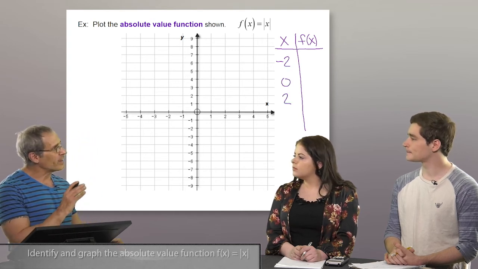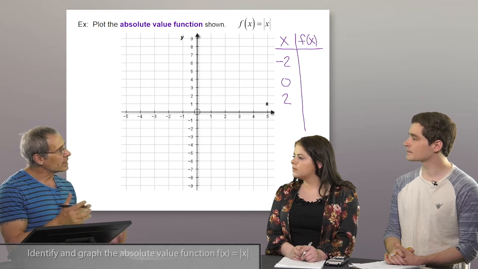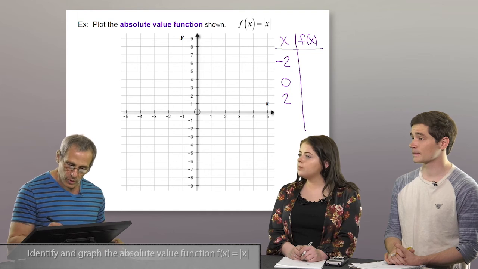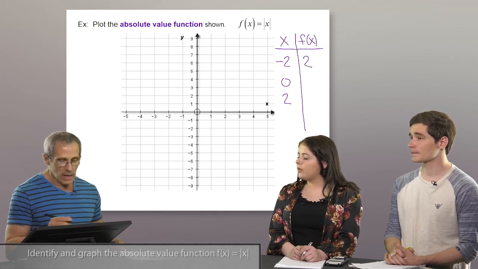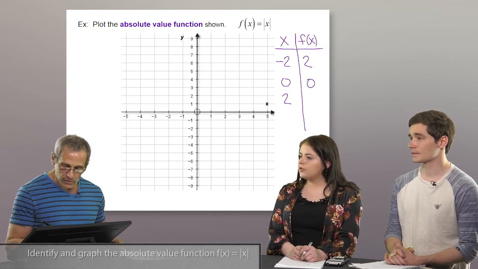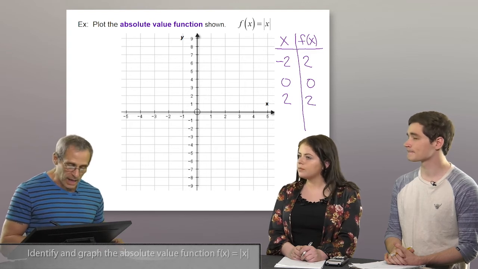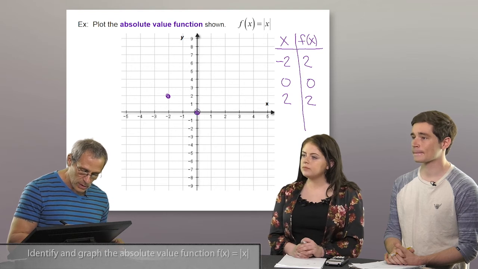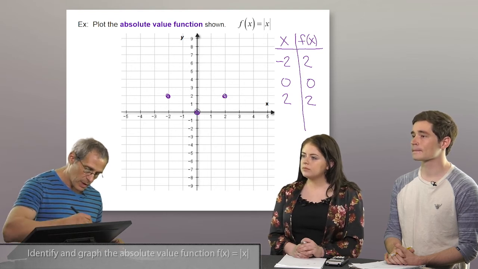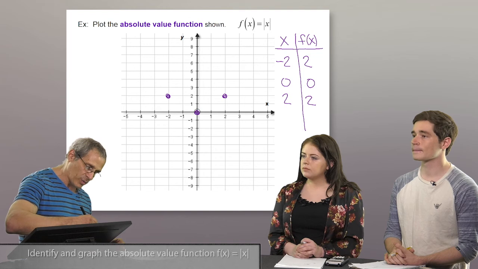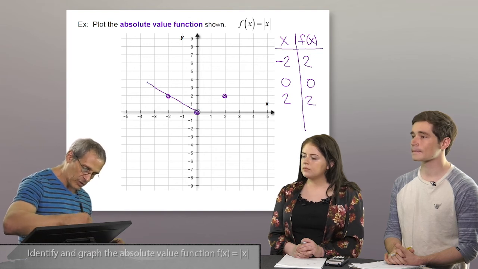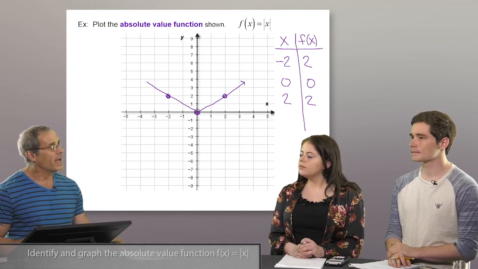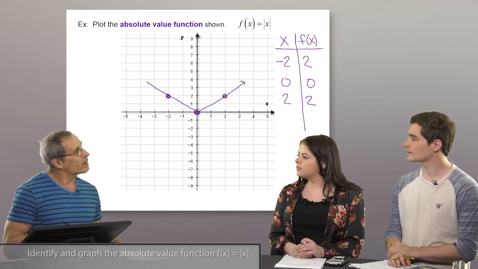The outputs are the absolute values of those numbers, so let's go input by input. The absolute value of -2 is 2, the absolute value of 0 is 0, and the absolute value of 2 is 2. So we're now going to plot these. We plot -2, 2. We plot 0, 0. And we plot 2, 2, and we draw the function. As we draw the function, we notice it looks basically like a V shape, doesn't it? So this is the graph's shape that we have to become familiar with.